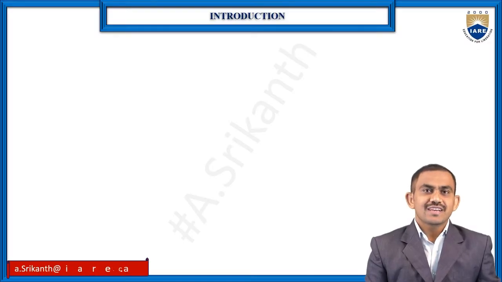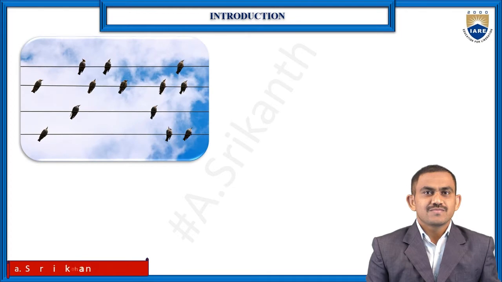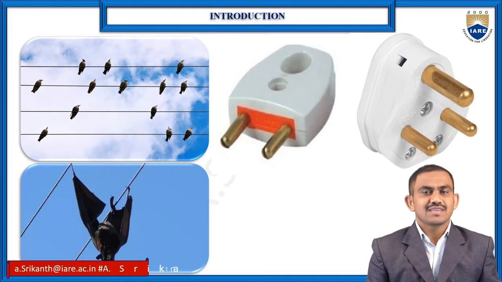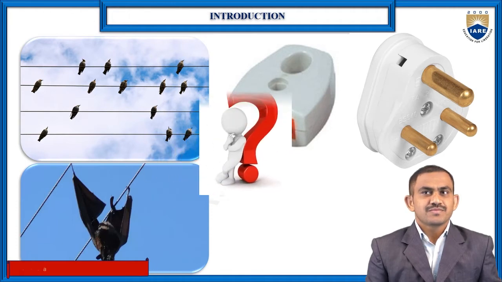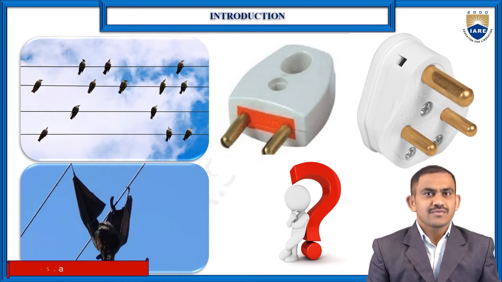Before moving to electrical circuits, I have small queries. Just observe those pictures here: the first picture, the second one, as well as the third one. When you see these pictures, I have small queries. Why? What?